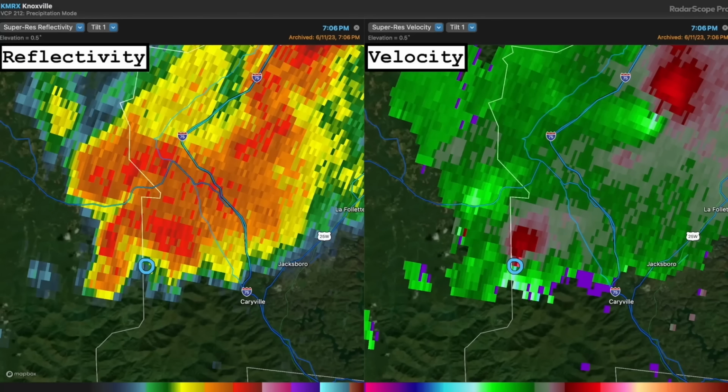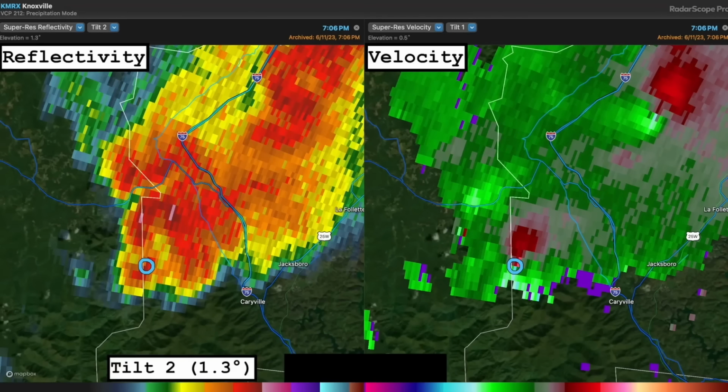If this was a tornadic couplet, it would be located back in here, coincident with the tip of the hook echo. Also, note the lack of reflectivity in the vicinity of the couplet, but as we go up to the next tilt, we see strong reflectivity in this area, indicative of a strong vertical reflectivity gradient. This is evidence that the side lobes of the beam at the lowest elevation angle were encountering a much greater concentration of hydrometeors than the main lobe.